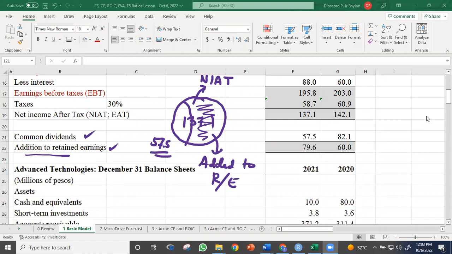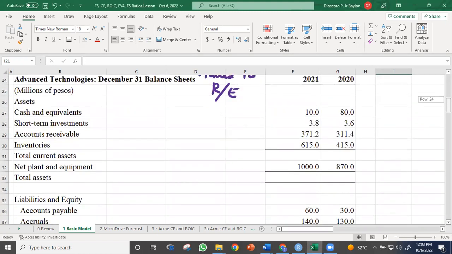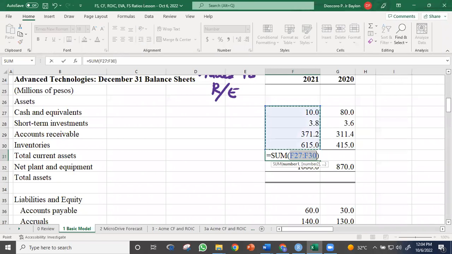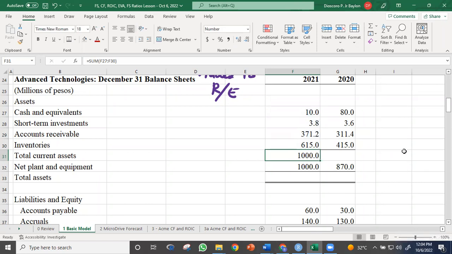So this is now your addition to retained earnings. Now, what I said afterwards was I gave you the wrong file because there are answers here already. But anyway, you know that total current assets is simply the sum of your cash and cash equivalents, STI, short-term investments, receivables, and inventories. So we just add this. And if you were there yesterday, I gave you this shortcut, Alt equal to, instead of typing equal to sum. That's a shortcut, and then you press Control Enter.